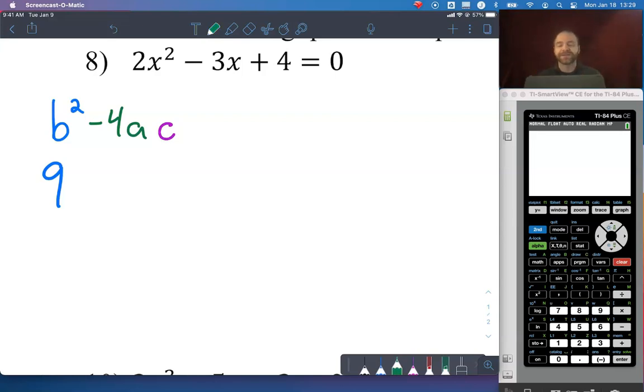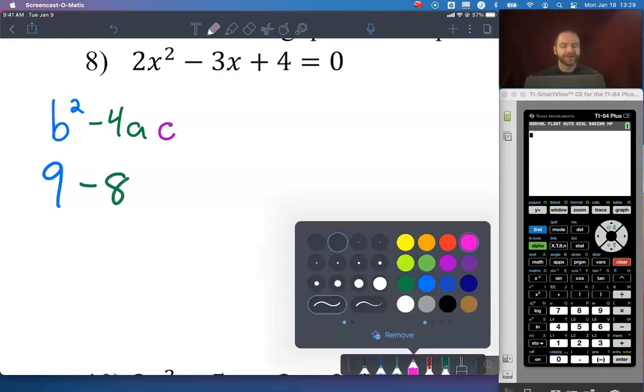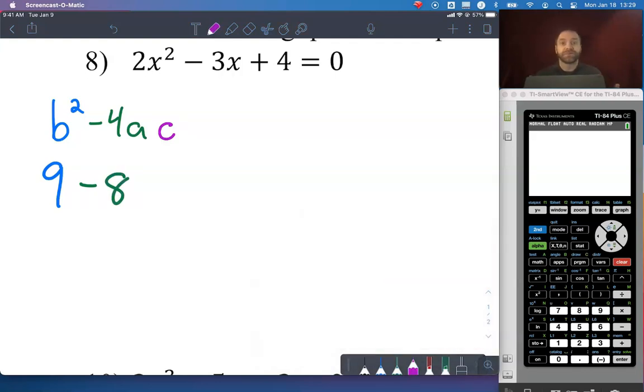The next part says negative 4ac. Well, maybe I can just do negative 4 times a. Negative 4 times 2 is a negative 8. And then I'll do the last one. And the last one says c. Well, c is 4. So really, this is telling me take 9 and subtract 32. So 9 minus 32 is negative 23.